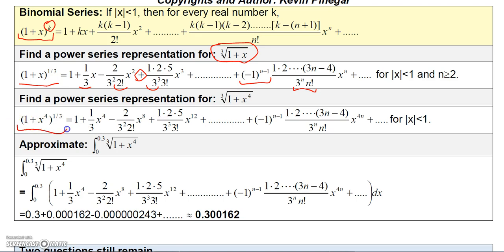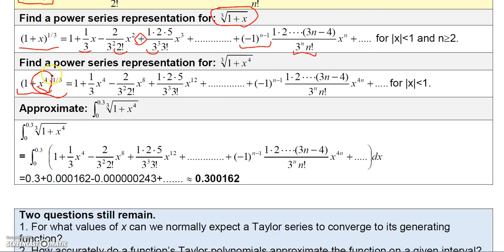But instead of 1 plus x, I have 1 plus x to the 4th. So you do the same thing, except everywhere there's an x, you replace it with x to the 4th. For x, you get x to the 4th. For x squared, you get x to the 4th squared, which is x to the 8th. For x cubed, you get x to the 4th cubed, which is x to the 12th, and so forth. Now you could use this representation to approximate an integral for that function. Obviously there should be a dx right there, but you could integrate this function.